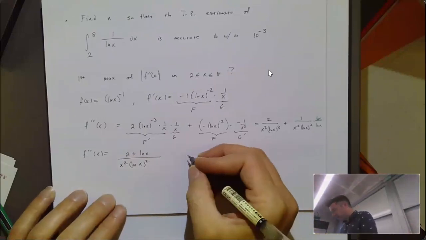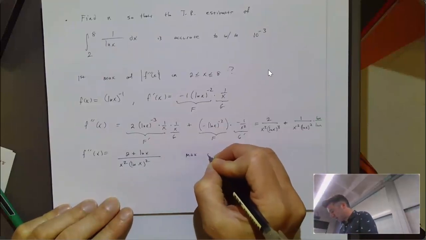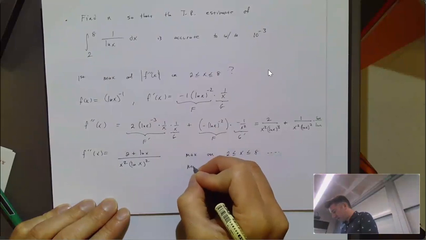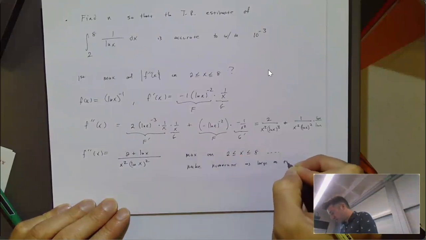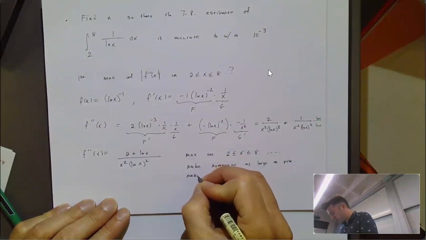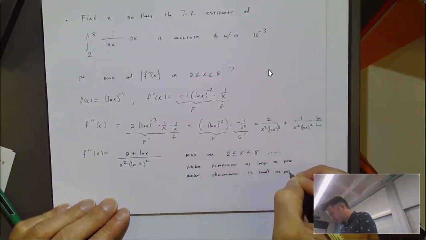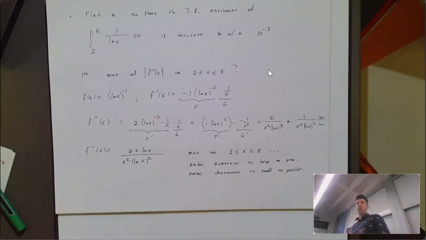So if I want to maximize this, I'm going to use what we all refer to as the high-low method, meaning you make the numerator as big as possible, you make the denominator as small as possible. So if I want to maximize this on the interval x between 2 and 8, we're going to make the numerator as large as possible, make the denominator as small as possible. Okay, so fortunately here we have functions that are all increasing. Natural log of x gets bigger from left to right. X squared gets bigger from left to right.